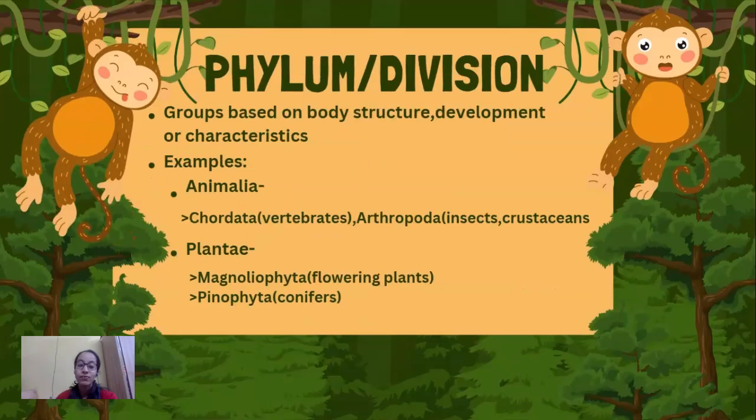Next is phylum for animals and division for plants. This level groups organisms by their body structure and development. For example, in Animalia, Chordata includes all vertebrates and Arthropoda includes insects and crustaceans. In Plantae, Magnoliophyta are flowering plants and Pinophyta are conifers.